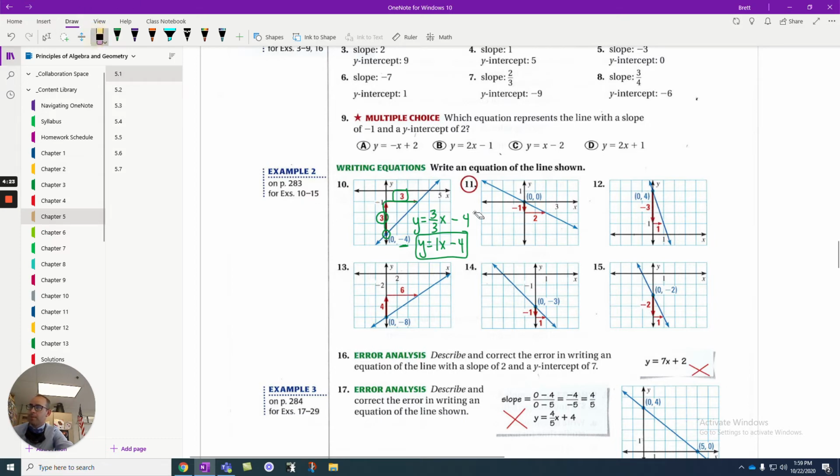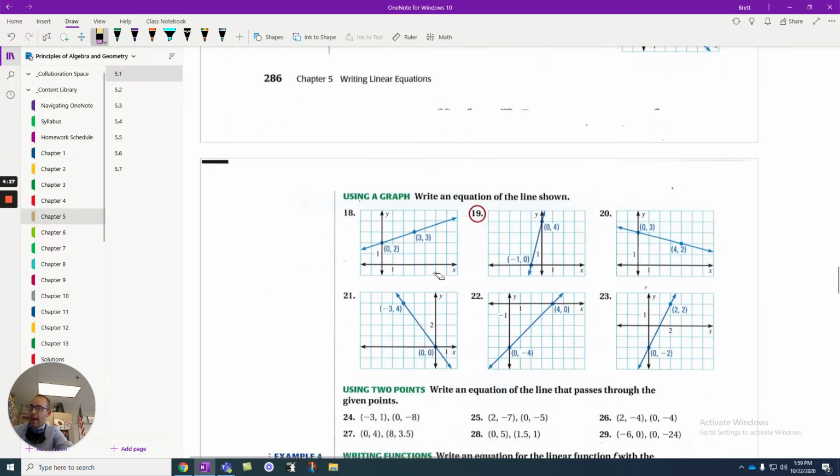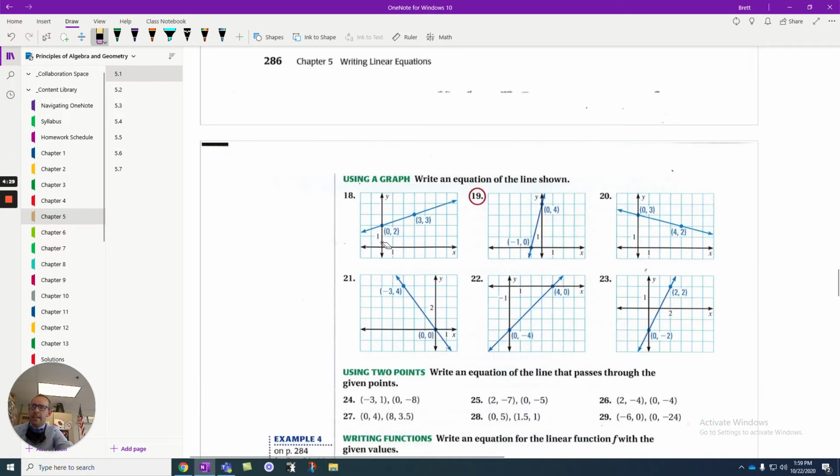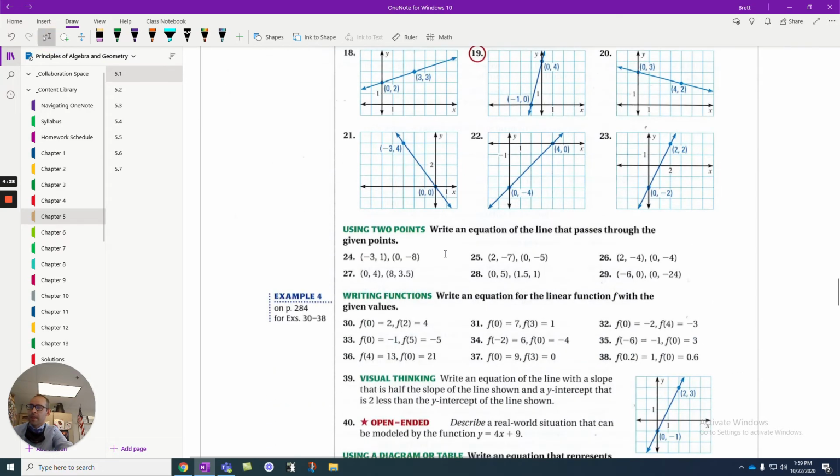Okay? All right. So that's what we're going to be doing in this section, writing the equations from the graph. And you can see the same thing is here. They don't draw the slope out, but they do give us the y-intercept, and we go up 1 over 3. It's pretty much the same thing.